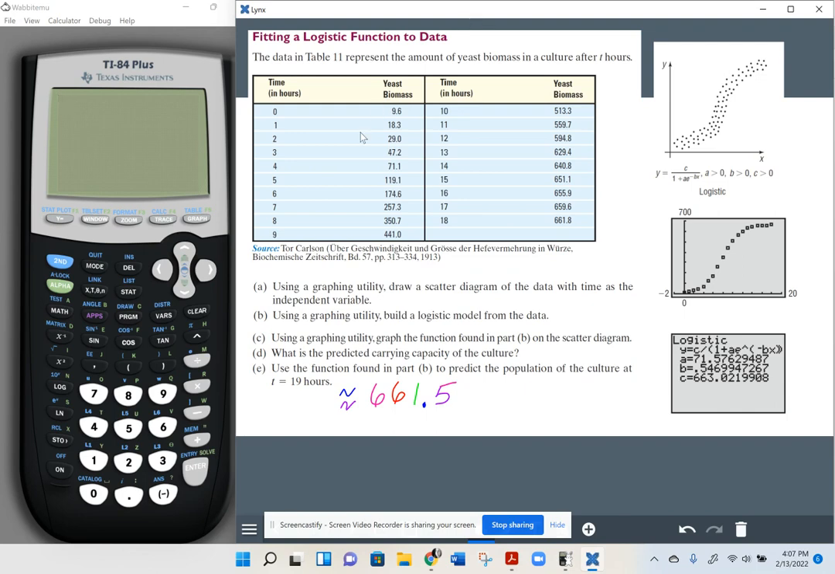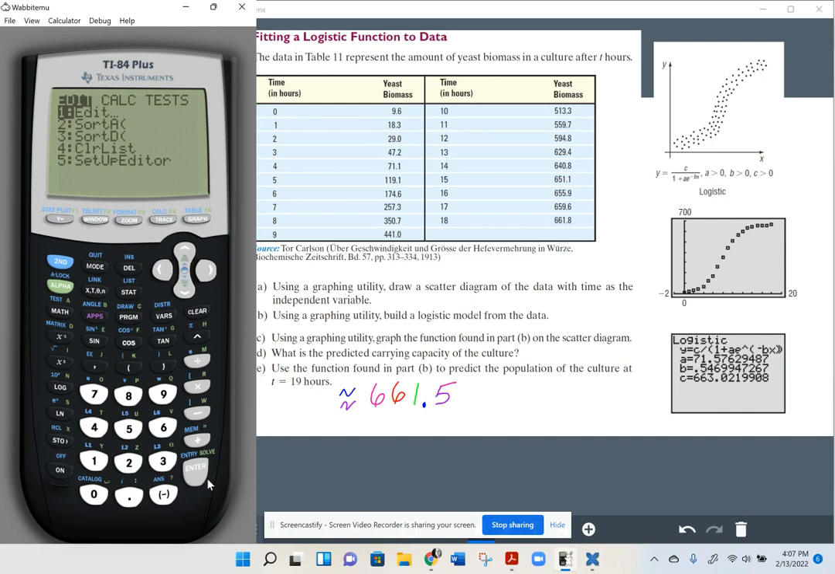But anyway, this lovely scientist recorded the yeast biomass from time 0, so at the start, till the end at 18 hours. So we're going to do what we've been doing, and that is enter in this data. So I'm going to enter in our edit list. I already put the stuff there, checked it over. And so let's pretend we don't know it's a logistic function. And let's make sure our stat plot's on. Great, it's on. And let's go to graph.